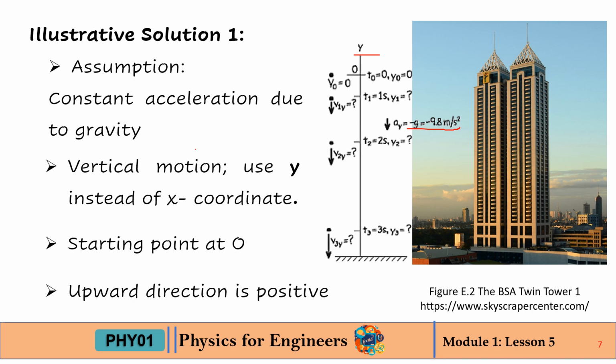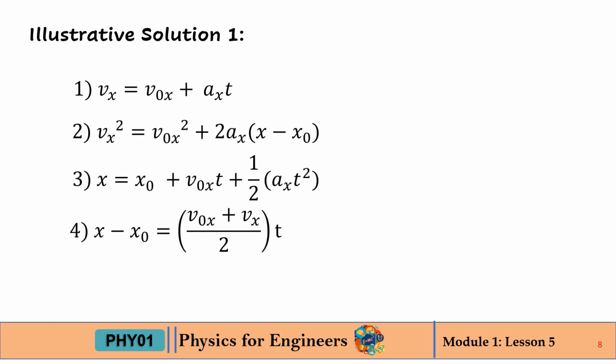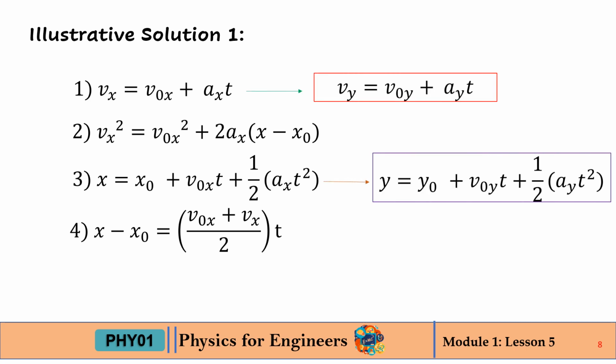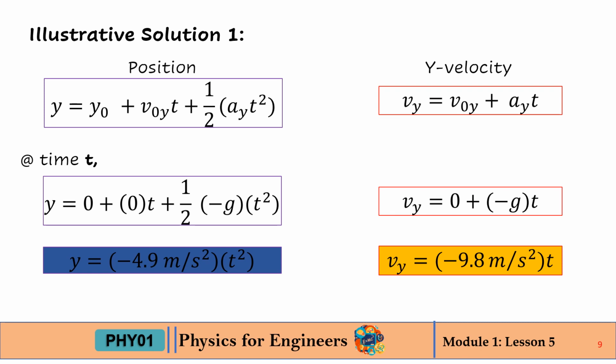To find this, we use the kinematical equations that we've learned previously. We recall that the kinematical equations are given as follows. To find our target variables, we use equation 1 and 3, replacing x with y. At the time t after the coin is dropped, its position and y velocity is given by these equations respectively. Now, we shall use this as our base equations for the next step.